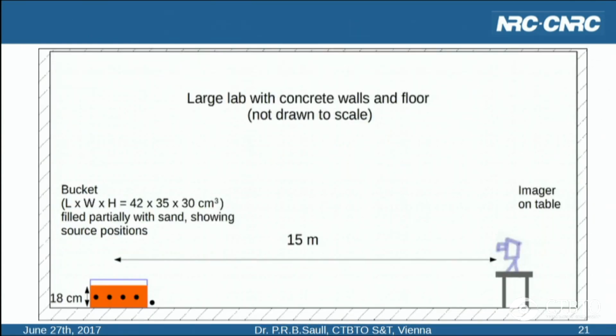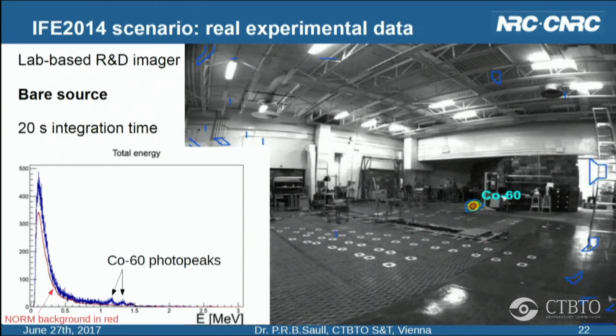This is the setup. Imager in one end of the room. There's our bucket. This is bare, 10, 20, 30, and 40. Well, you can't figure that out from my shaking hand, but anyway, there you go. 15 meters. And we're in a concrete floor in the basement with concrete walls. There's a lot of background.